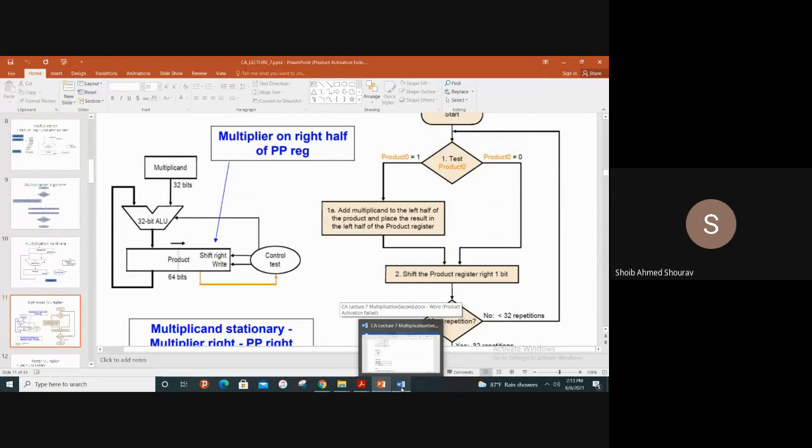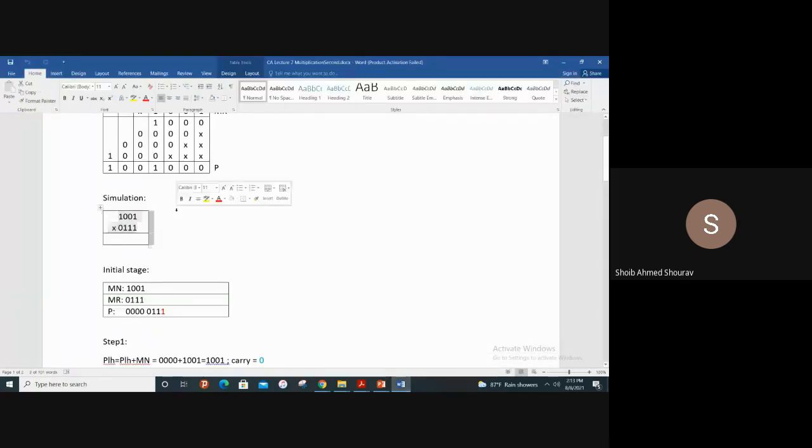So now I'm going to be in here. So this is 9, going to be multiplied by 7. So can you please tell me which one is multiplicand and which one is multiplier out of these two? So 1001 is the multiplicand, or 0111 is the multiplier.